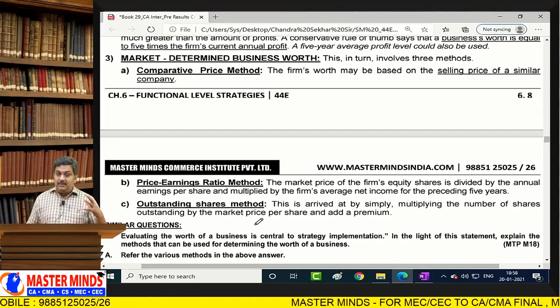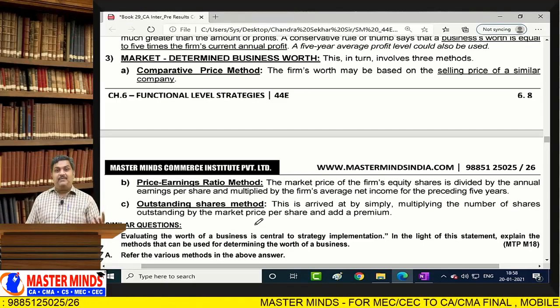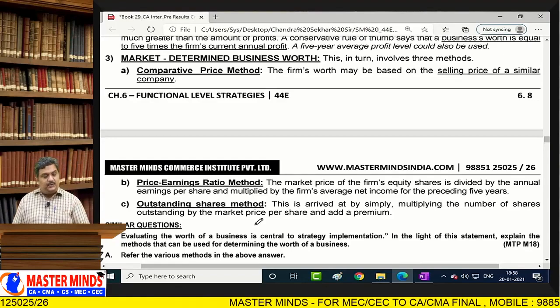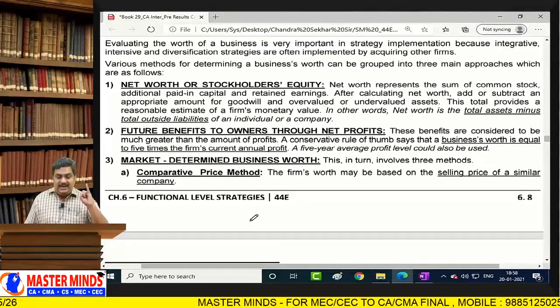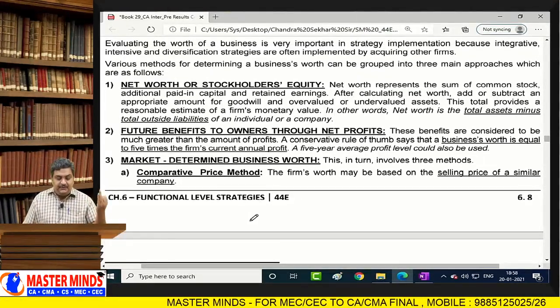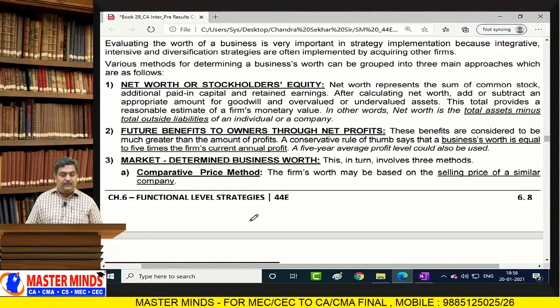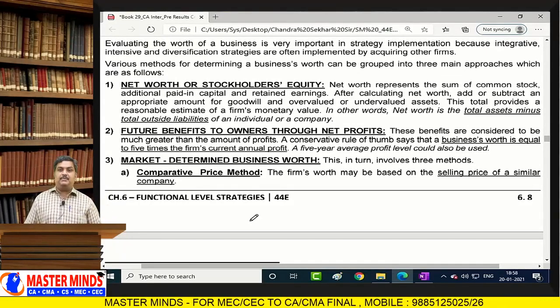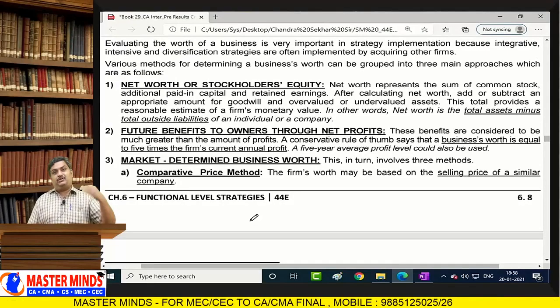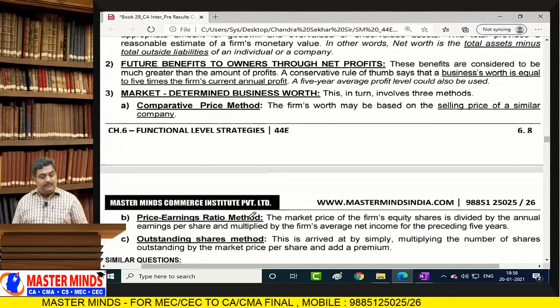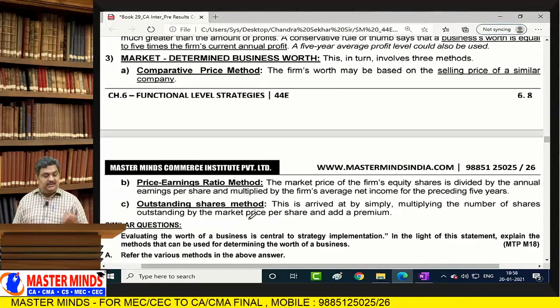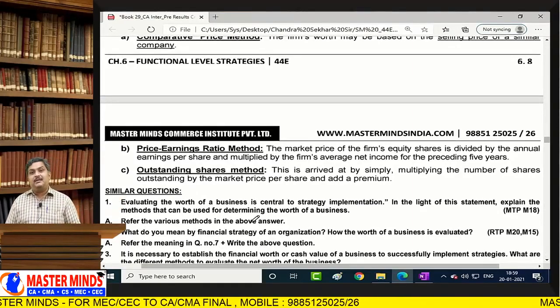So these are the 5 methods of evaluating the net worth of a business. What are they? Net worth or stockholders' equity, future benefits to owners through net profits, market determined business worth, and in that again there are 3 sub methods: comparative price method, price earnings ratio method, and outstanding shares method.